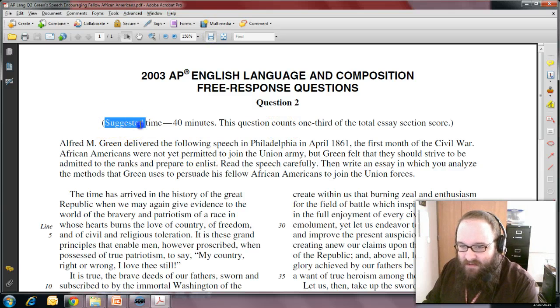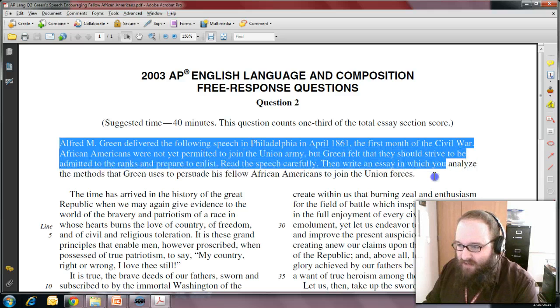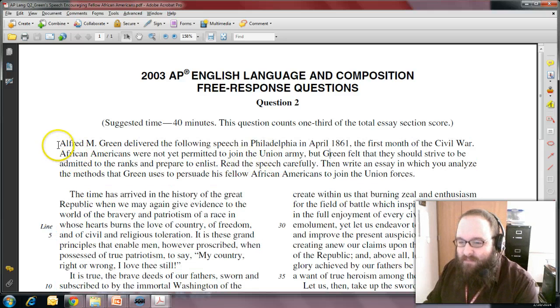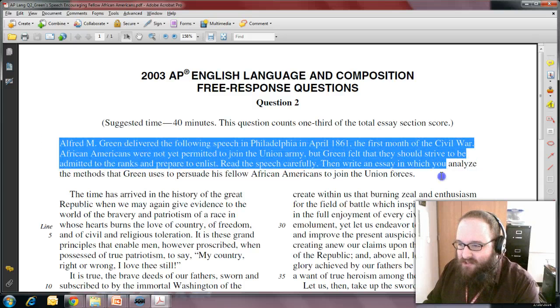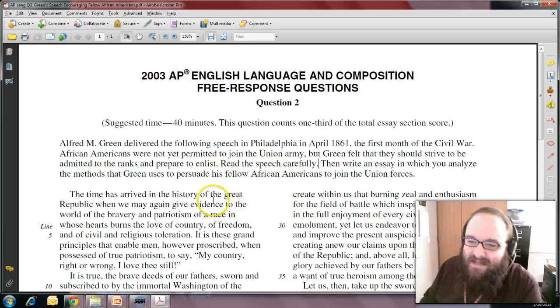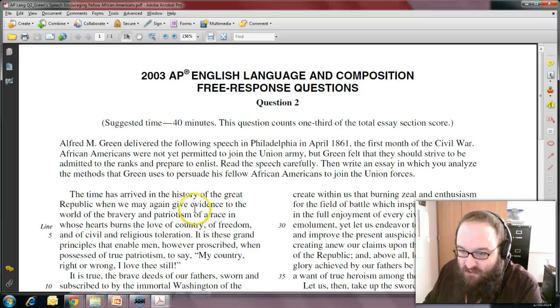You'll always see at the top here this suggested time, 40 minutes. That's just a reminder of what 2 hours divided by 3 is, I guess. And then you're given your introductory information where you can get a little bit of the rhetorical situation. It's always very important to read this section thoroughly because they don't give much to you, but what they do give to you is vital to understanding the context and the rest of the rhetorical situation of this piece.